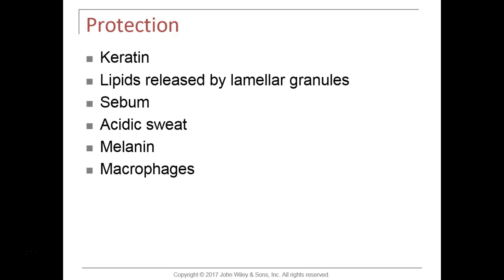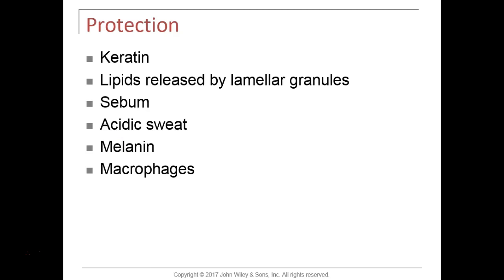We also have lipids that are released from the lamellar granules. This helps keep our skin moist and pliable, as well as retards the growth of certain types of bacteria, not all. Same thing with sebum. Sebum is a lipid type substance, an oil, and it's acidic. Our sweat is acidic. So these various types of lipids and our acidic sweat, all these secretions help prevent or at least slow down the growth of certain microbes that can cause infection.